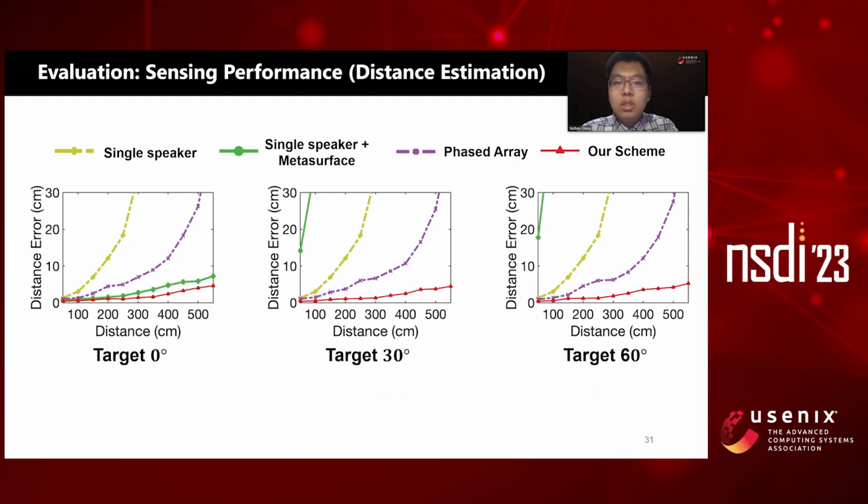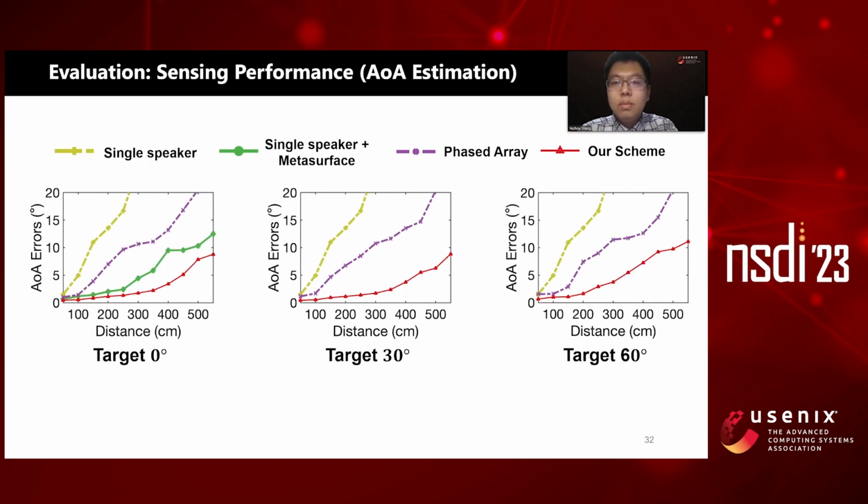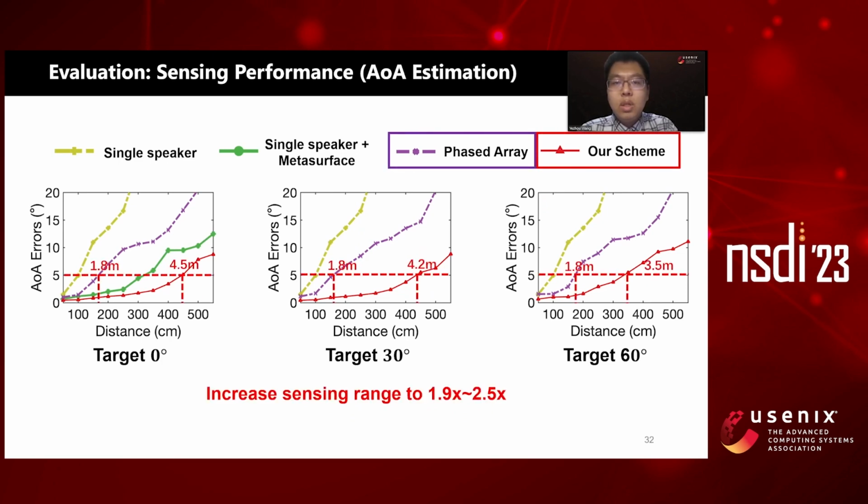The next part, we show our scheme's performance in sensing. In distance estimation, our scheme increases the sensing range by 2.2 to 2.6 times compared to the phased array scheme at various steering angles. In area estimation, our scheme increases the sensing range by 1.9 to 2.5 times compared to the phased array scheme.